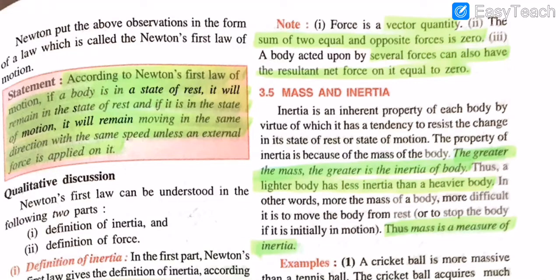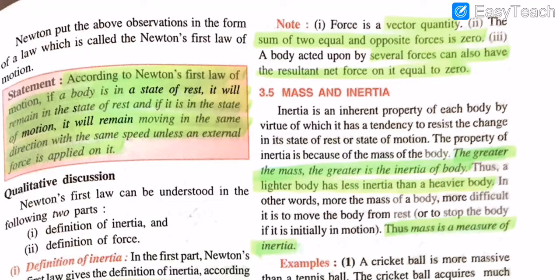Okay, now let's talk about mass and inertia. So basically, to understand Newton's first law of motion very properly, we need to talk about mass and inertia, just in little depth. So inertia is an inherent property of each body by virtue of which it has the tendency to resist the change in its state of rest or the state of motion.